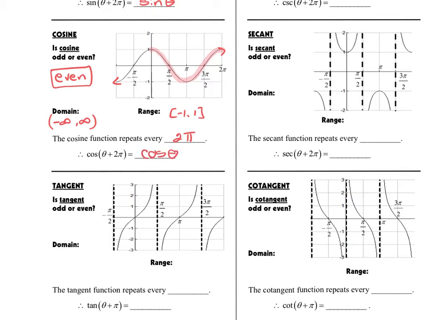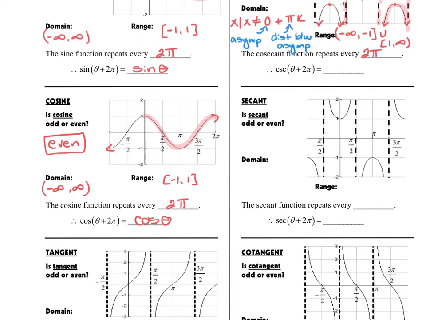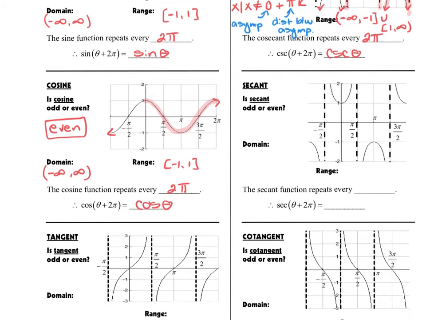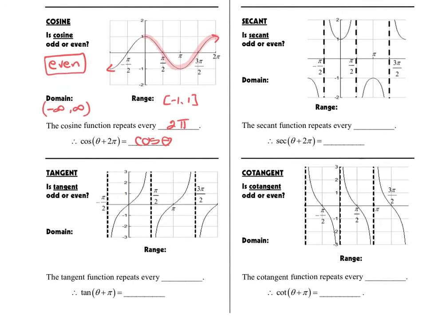Oh, I just remembered, I missed this one up here. Cosecant of theta plus 2 pi is the same as the cosecant of theta. In class, we'll go over how this is going to be useful for us.